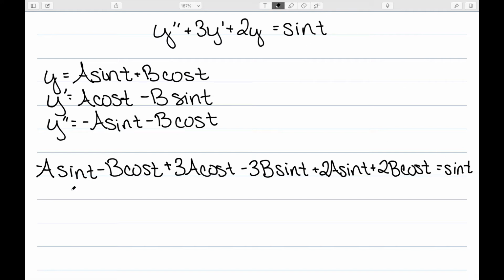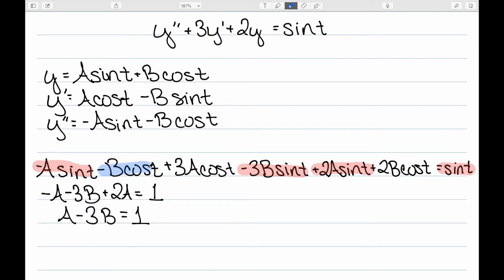And once again, we look at coefficients. So here I have a sine term, another sine term, a sine term, and a sine term. That tells me that I have the equation minus a minus 3b plus 2a equal to 1. In other words, a minus 3b is equal to 1.